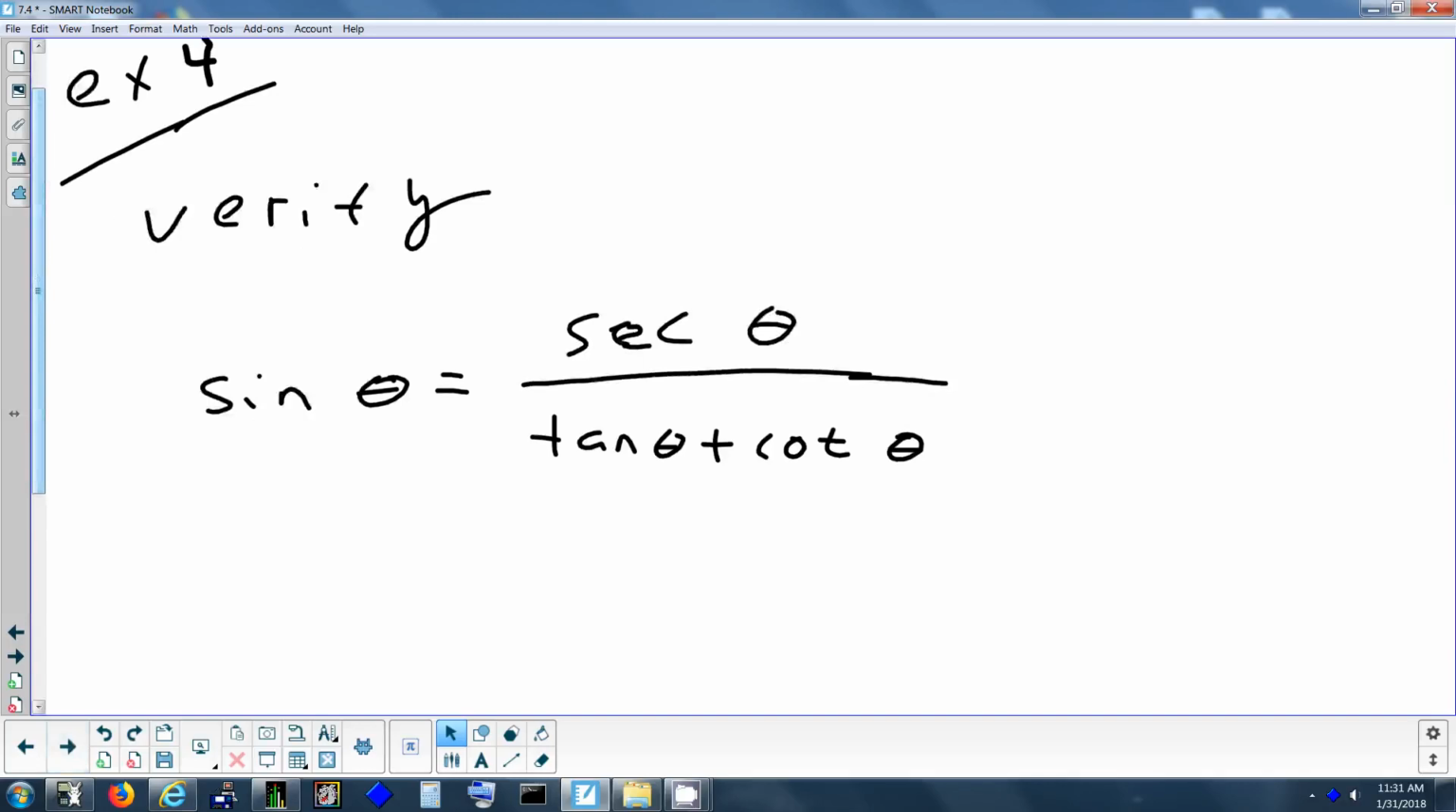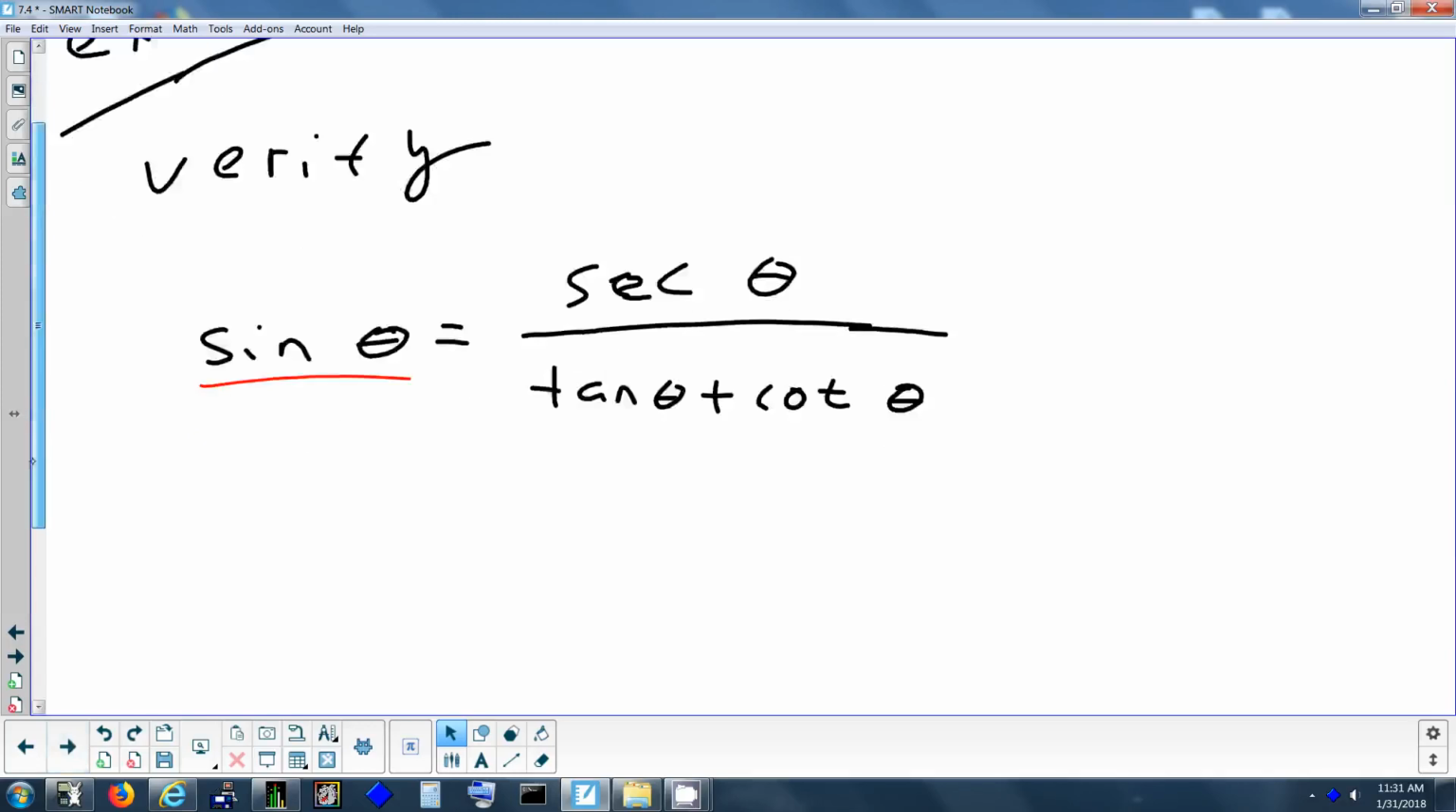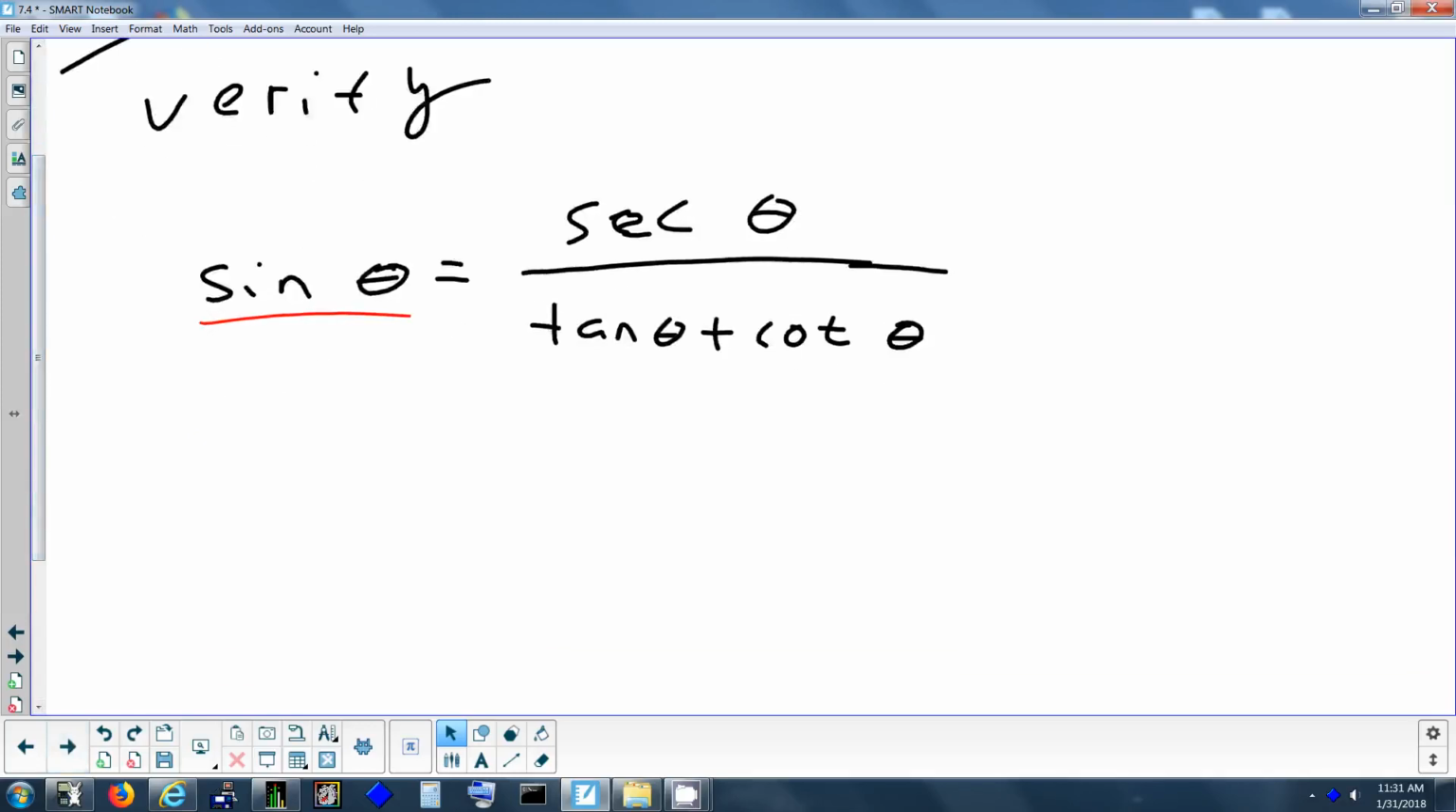Okay, so our first verify. So again, I like verify because I know what I'm supposed to get for the answer. There's the answer right there. All we have to do is play with the right-hand side until we get the left. First I should probably ask the question, does everyone agree that the right-hand side is more complicated than the left? Okay. You should always start with the more complicated side. Okay, so I'm going to write it down so then I can start doing stuff to it.